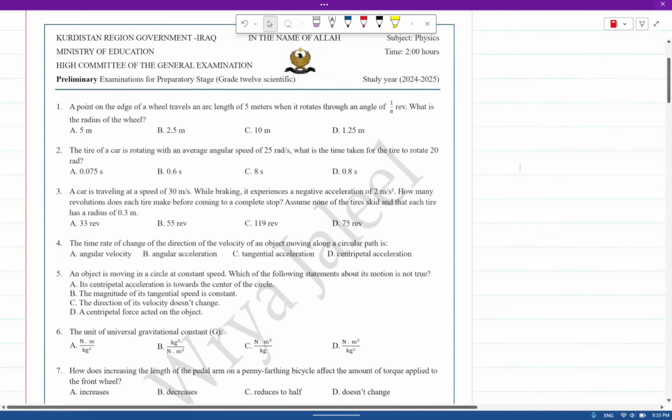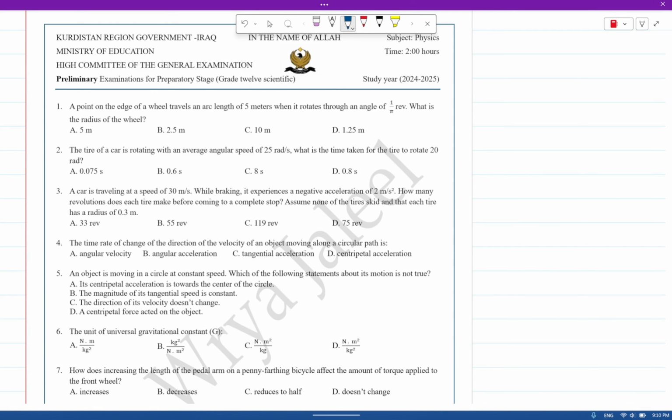The first question says, a point on the edge of the wheel travels an arc length, which is clearly delta S, and that is 5 meters, when it rotates through an angle of 1 over pi rev. What is the radius of the wheel? So clearly they're asking you to find the radius, while delta theta is given, and the radius is unknown.